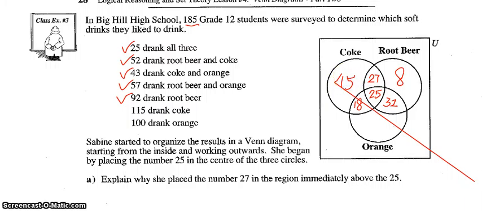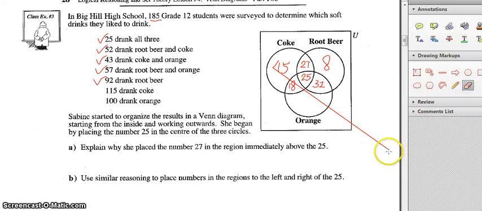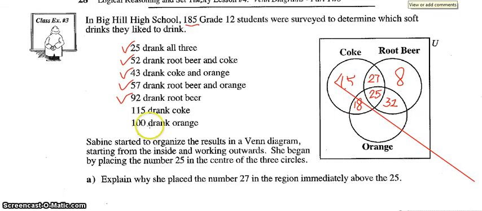Okay, I don't like this line. What's going on? Okay, go away. Okay, so ignore that. They want to stay. Finally, 100 drink orange. So you add it up. This is 60, 70, 75. So 25 here.